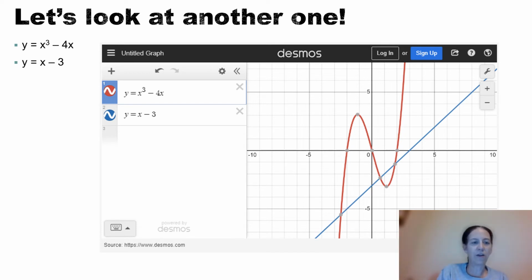And then our second graph here is going to be y equals x minus 3. And again, remember, Desmos is smart but stupid, and it doesn't know what you're trying to do when you're graphing these, but we know that you are looking for the points where the graphs intersect. So we have that lovely point, this lovely point, and this one right here.